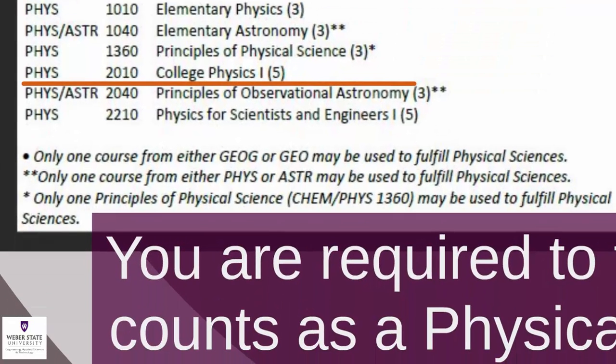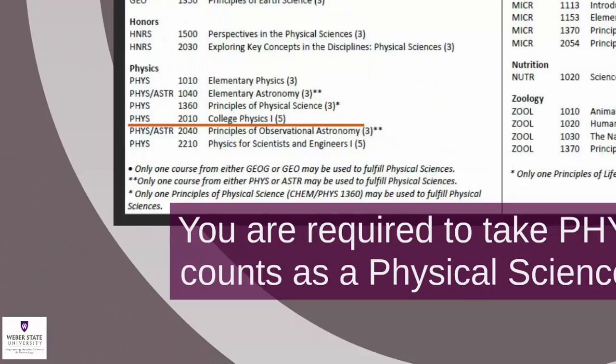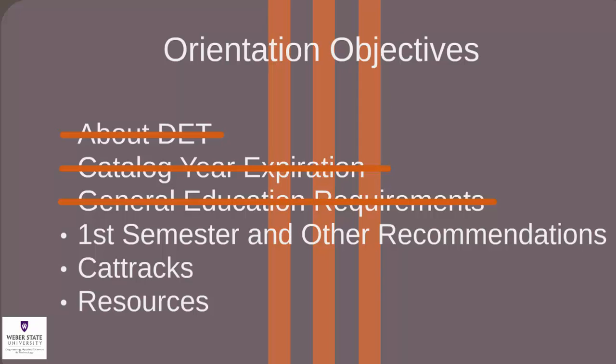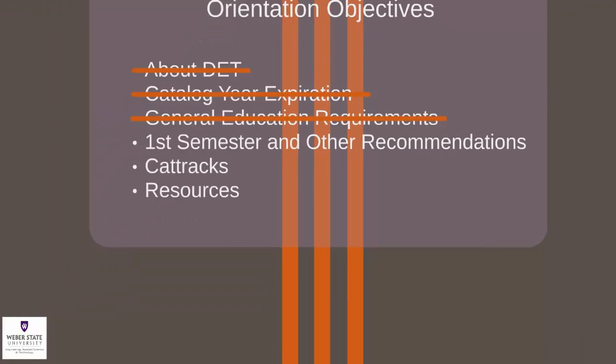Please note, only 1 course from either geography or geosciences, and only 1 course from either physics or astronomy may be used to fulfill the physical science requirement. This completes the general education breadth requirements.